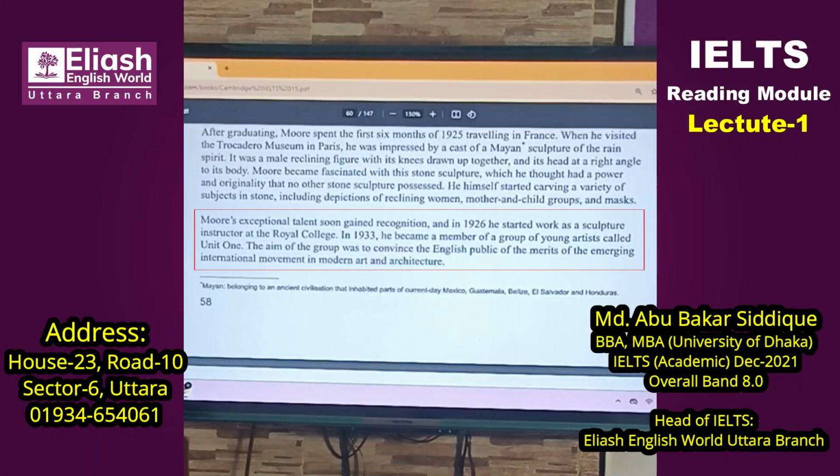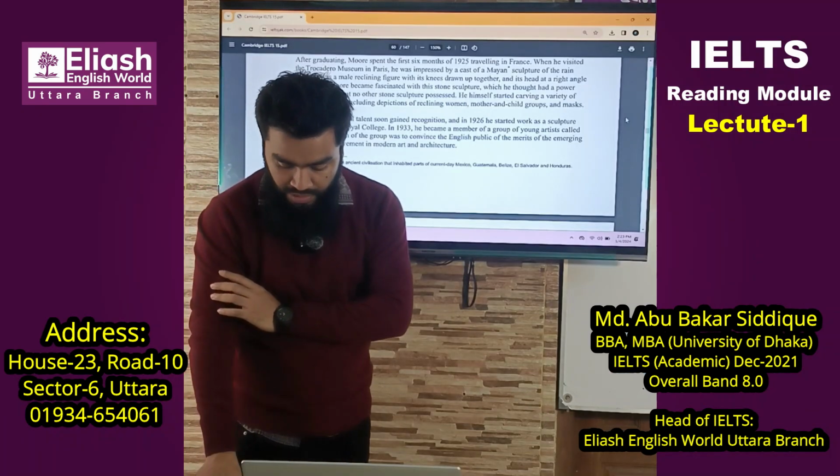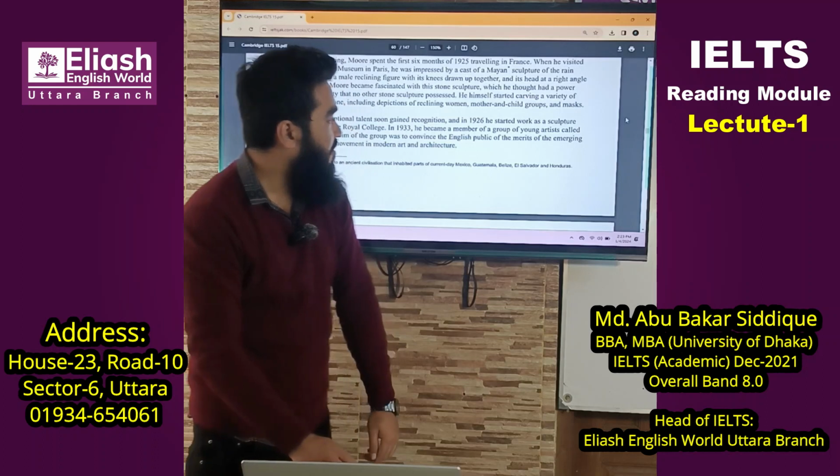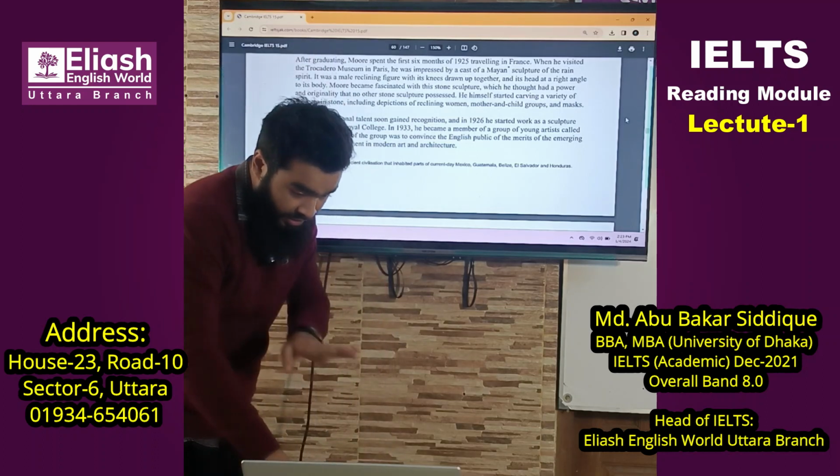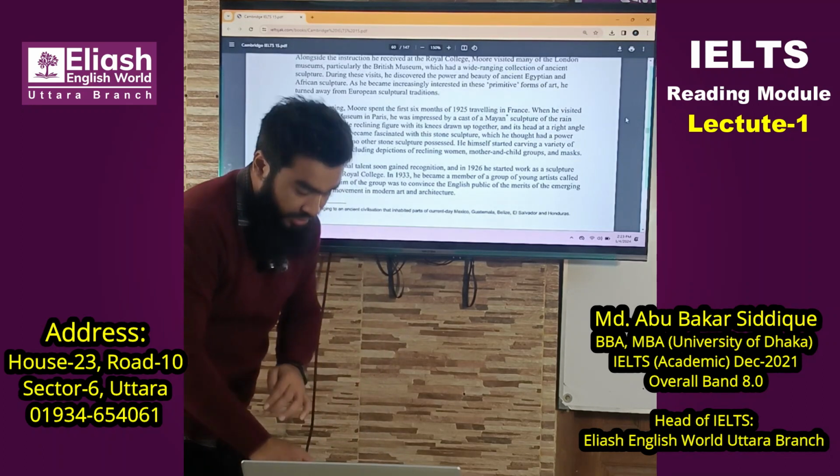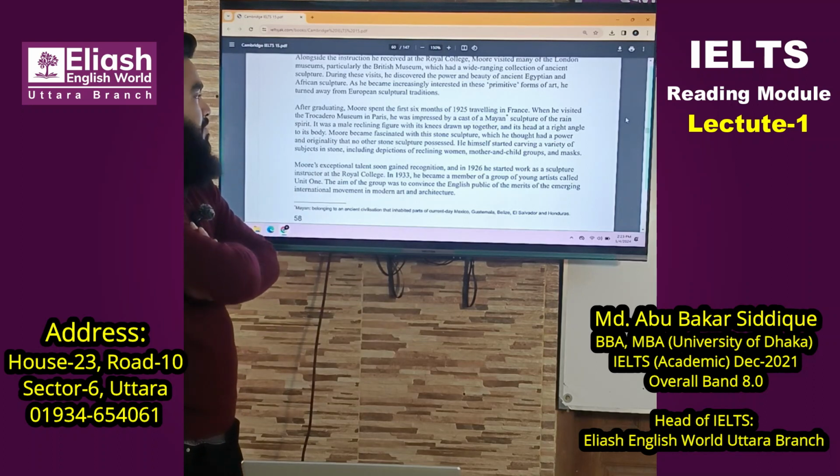Moore's exceptional talent soon gained recognition, and in 1926 he started work as a sculpture instructor at the Royal College. In 1933 he became a member of a group of young artists called Unit 1. The aim of the group was to convince the English public of the merits of the emerging international movement in modern art and architecture. But we need to move on to the previous text because we didn't find any clue regarding the question. So let's read again the previous passage.